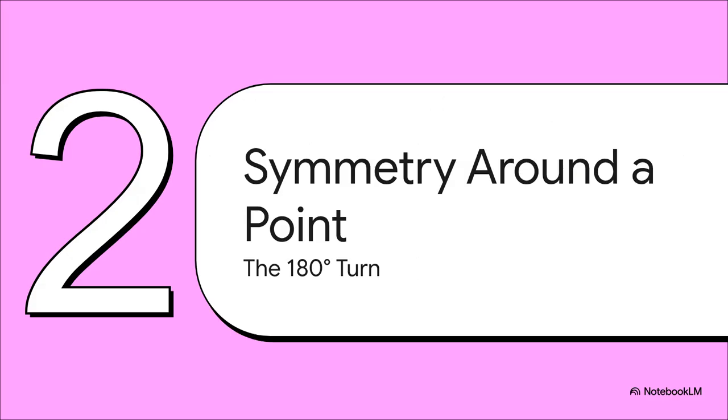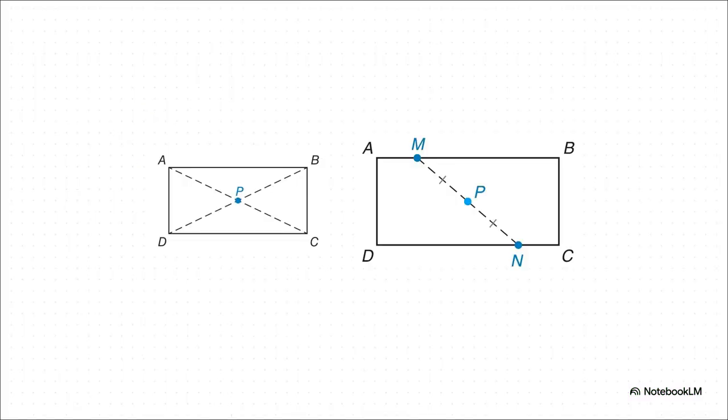All right, let's switch gears and look at a totally different kind of symmetry. This time, instead of a mirror line, we're going to focus on a single central point. This is called point symmetry, and it's all about rotation, a 180-degree turn to be exact. Let's go back to our trusty rectangle. That point P, sitting right where the diagonals cross, that's its point of symmetry.